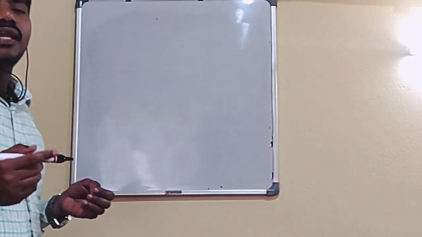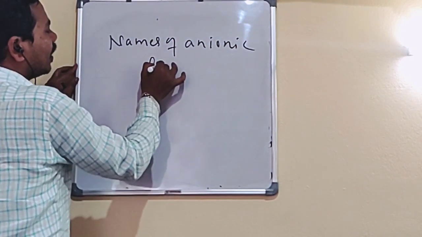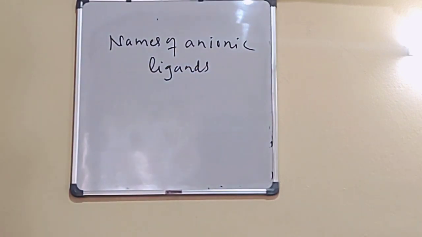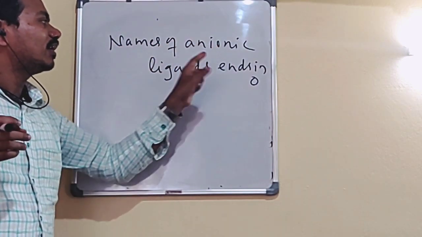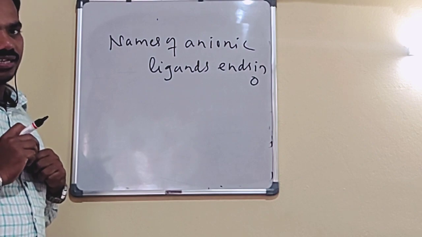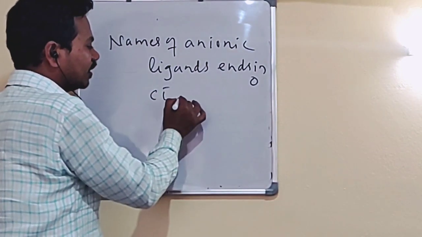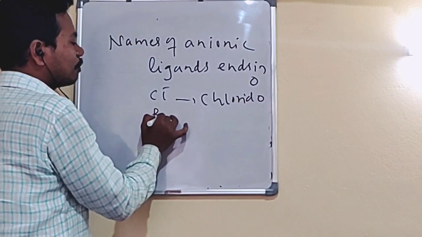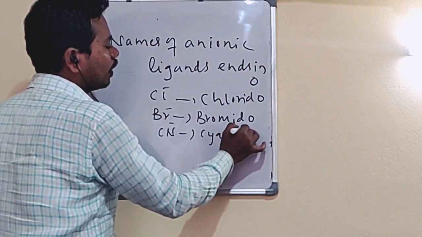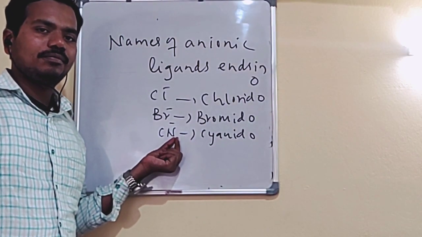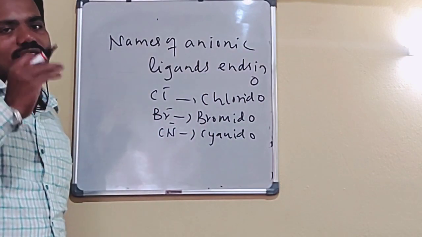Next one. The names of anionic ligands end in O. Right? Anionic ligands are those carrying negative charges. For example, Cl minus is chlorido. Br minus is bromido. CN minus is cyanido, and so on. Right? So for anionic ligands, the names end in O.